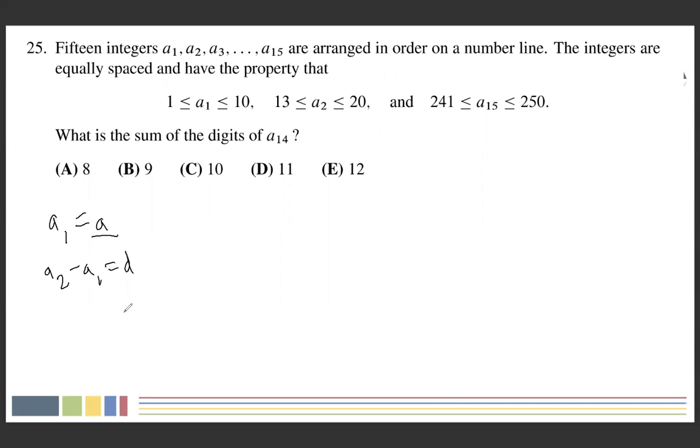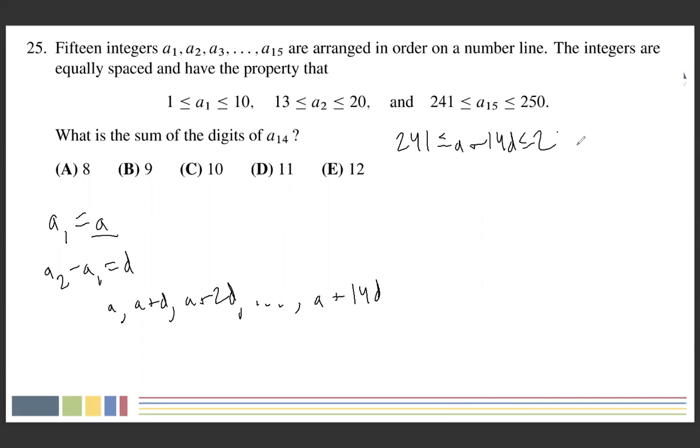So our numbers go A plus D, A plus 2D, right? And so on, all the way up to A plus 14D, which we know is A15. And we know that 241 is less than or equal to A plus 14D, which is less than or equal to 250. So how do we use this to figure out what exactly our numbers are?